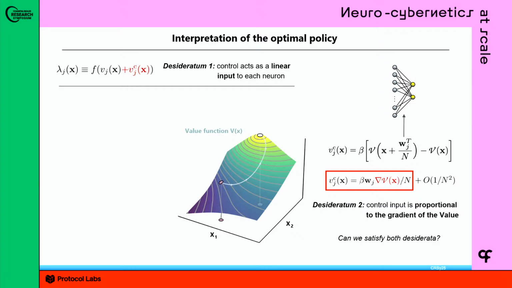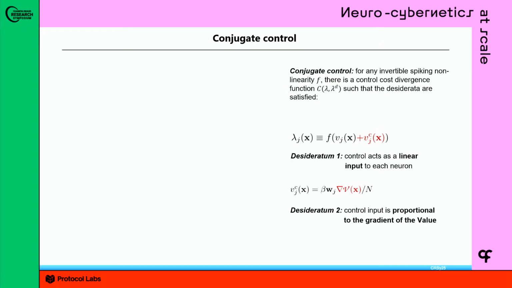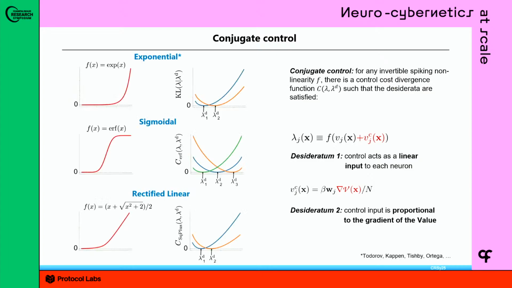So can we satisfy both of these data? Well, I wouldn't be telling you this if we couldn't, so yes, we can. And we call this the principle of conjugate control. And basically, for any invertible spiking nonlinearity function f, there is a control cost divergence function c such that the data are both satisfied. And here are some examples that we calculated. We started with this one that is interesting because the exponential nonlinearity is associated with the KL control, the KL divergence, and this is something that has been very well explored. But for the rest of the talk, I'm actually going to be using a sigmoidal nonlinearity.